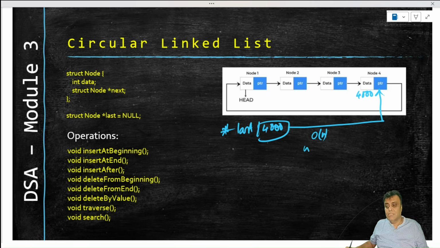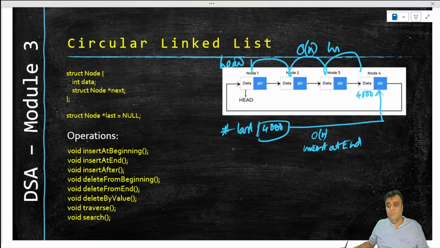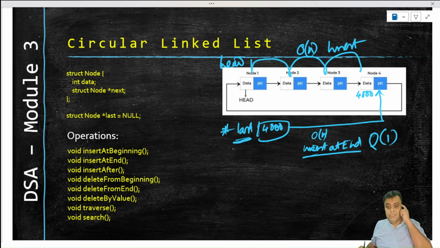What operations? Insert at end. Can I do this without taking head and traversing to the end, going to an order of n and then doing the insert? I avoid that because I have the last. So I know insert at end I can do with an order of 1. That is the reason why typically we will have the last here.